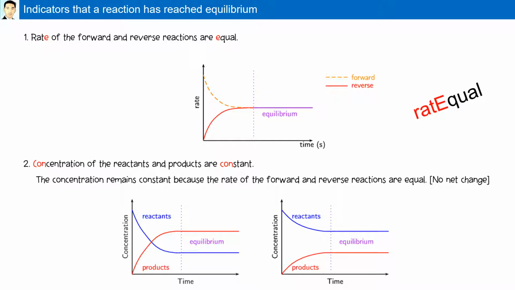To remember this, you can remember RATE and EQUAL. They're spelled using the same letter. Rate ends in E and equal begins with E. The rate is equal, while concentration is constant. This is a big misconception. Students, you need to be really careful when you discuss equilibrium, how you know when it's achieved. The rate is equal, while the concentration is constant.